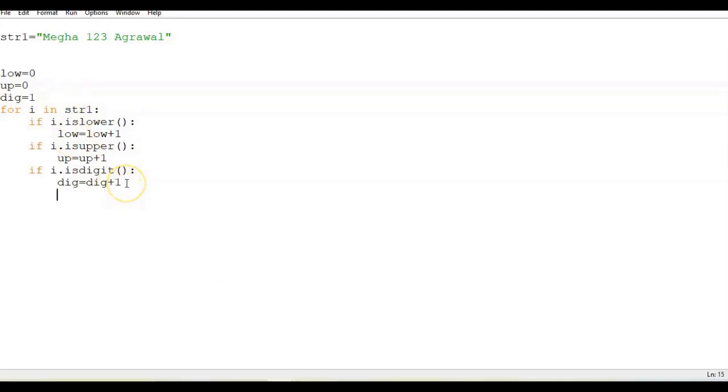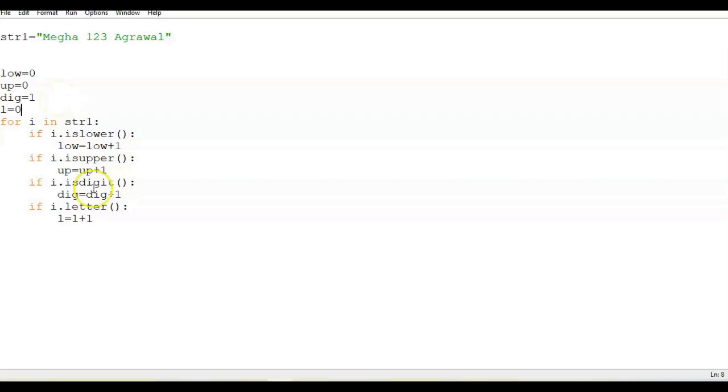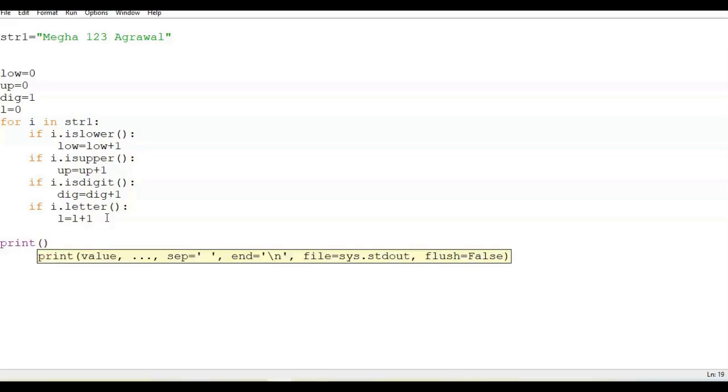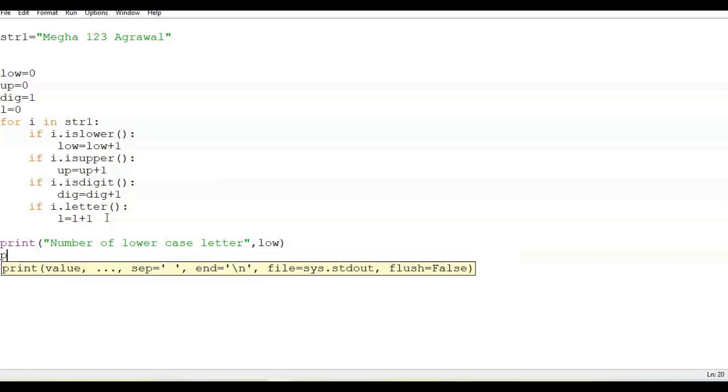Okay, and then we can check for letter. So if i.isletter, then for letter L is equal to L plus 1. L is equal to 0. And now you can display outside the for loop, you display all the 4 values. So first you will write number of lowercase letter, comma, that value is inside low.